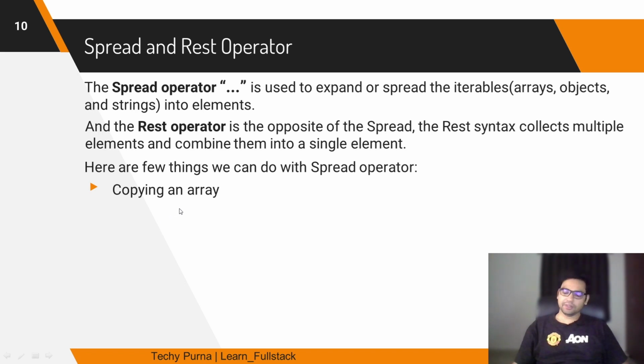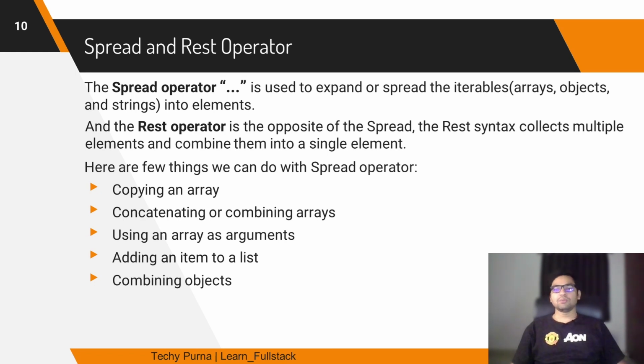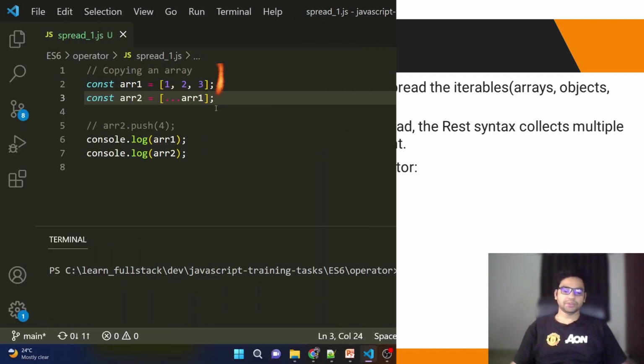So here are a few things that we can do with the spread operator: copying an array, concatenating or combining arrays, using an array as an argument, adding an item to a list, combining objects. So let's come to the VS Code and we'll explore all these things with examples.